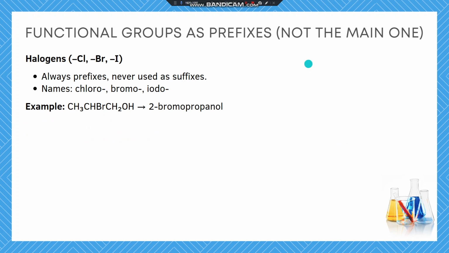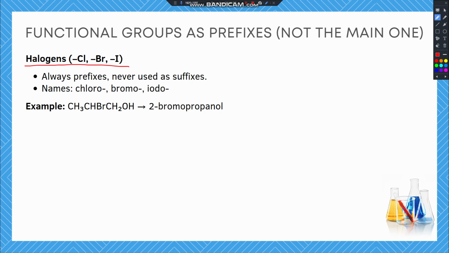And then the next thing we have are the groups called halogens. Now, when you deal with halogens, they are always treated as prefixes, okay? They are never used as suffixes. So, for example, you have names like chloro when you have chlorine, bromo when you have bromine, Br, and then iodo when you have iodine.